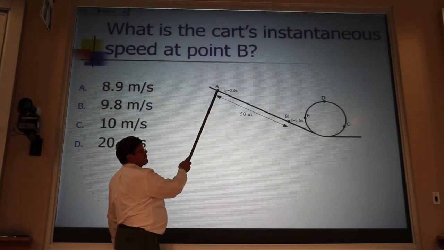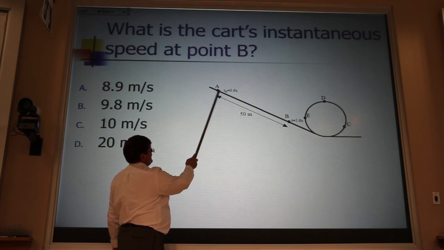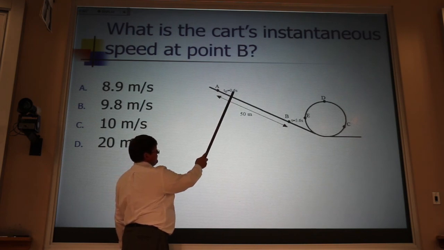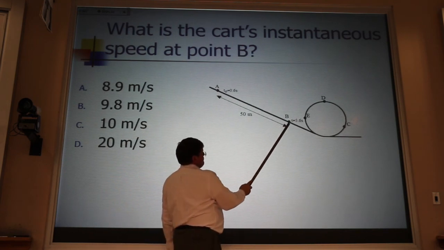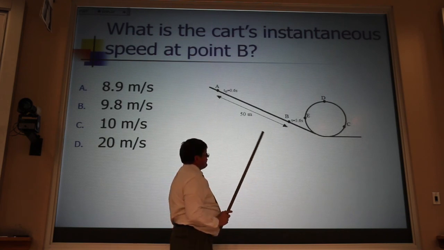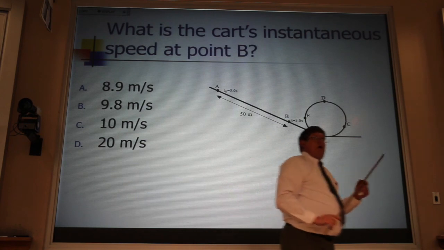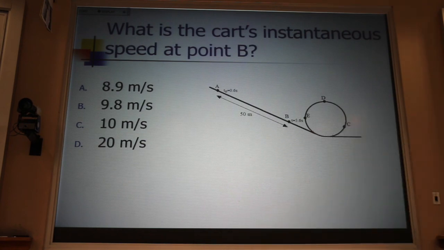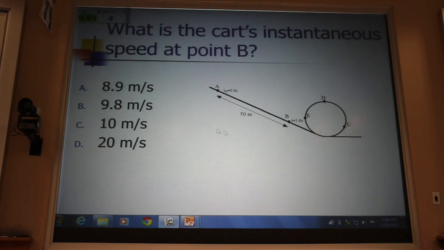The roller coaster car starts from rest at A at T equals 0.6 seconds. It gets to B at 5.6 seconds, and the distance from A to B is 50 meters. What is the instantaneous velocity of the cart at B? This will be the last clicker question.